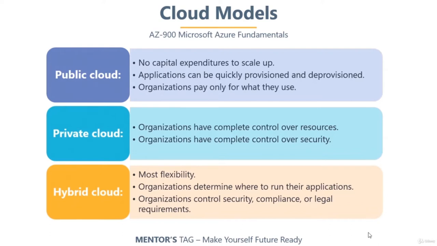When you're using public cloud, you do not need to have any capital expenditure to scale up. Automatically, all these clouds are providing you scaling facility, and whenever you want, you can scale up or scale down. Your application databases can be quickly provisioned within a few seconds or minutes, and you can use that as long as you want. Most of the public clouds are going to charge you minute-wise, and you have to pay only for whatever usage you're doing.